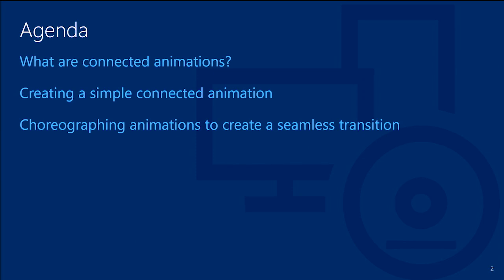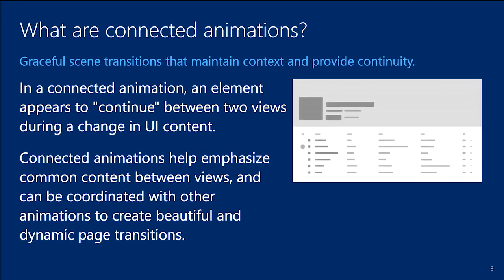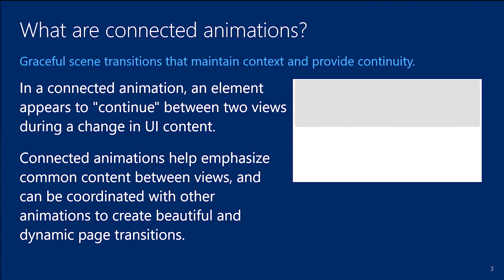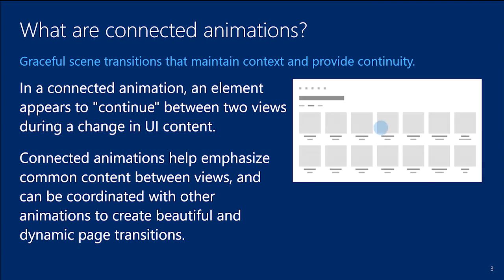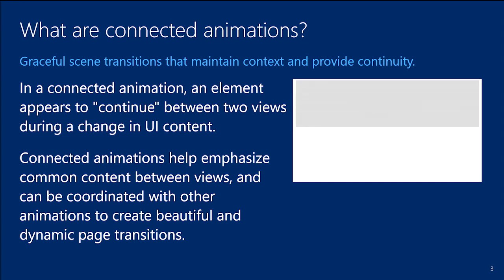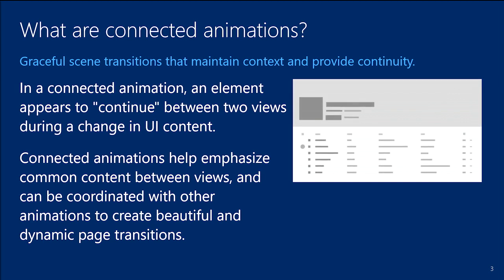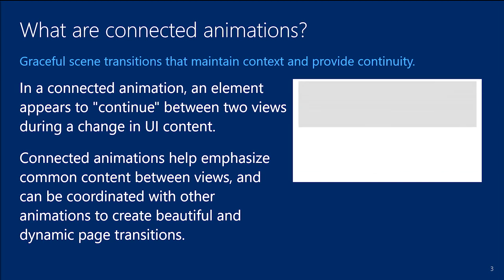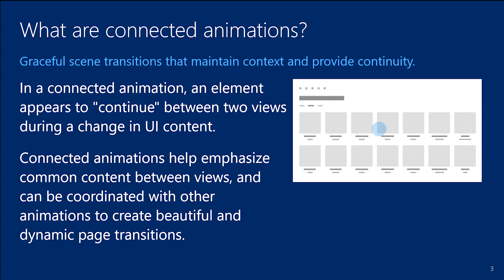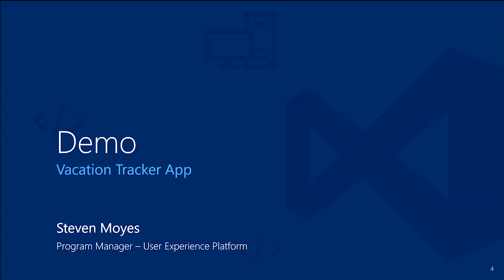create a seamless transition. Connected animations let you create compelling navigation experiences by animating an element between two different views. In a connected animation, an element appears to continue between two views during a change in UI content. This animation helps emphasize common content between views and can be coordinated with other animations to create beautiful and dynamic page transitions. Today, I will walk you through how to create a seamless page transition using connected animations.